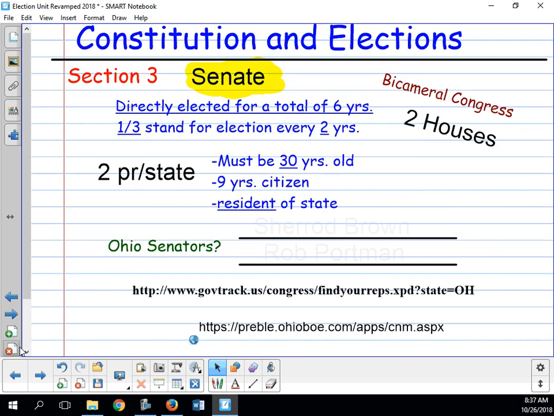Next one. Now, Section 3 is all about the Senate. So we have Section 2, House of Representatives, Section 3, Senate. Come on, guys.